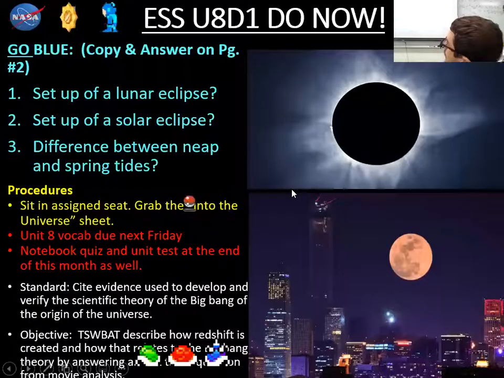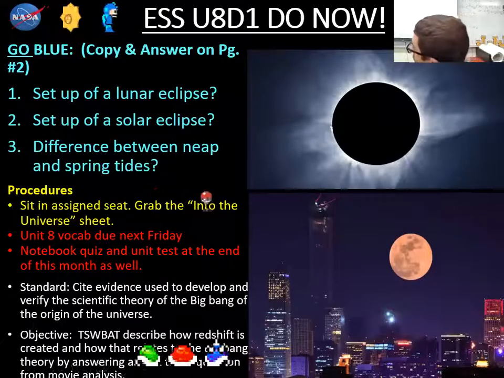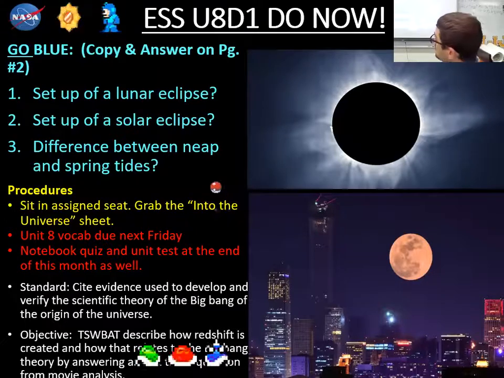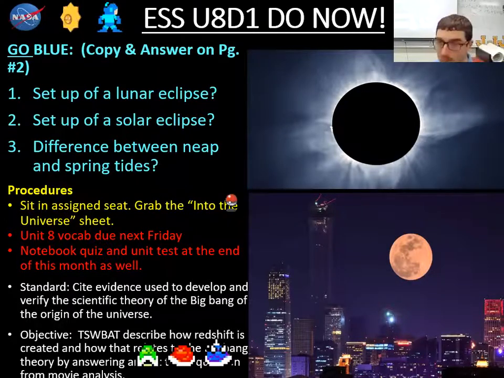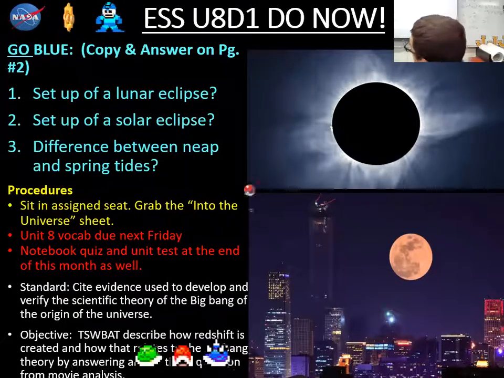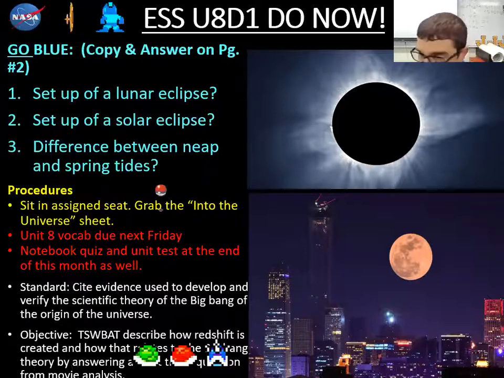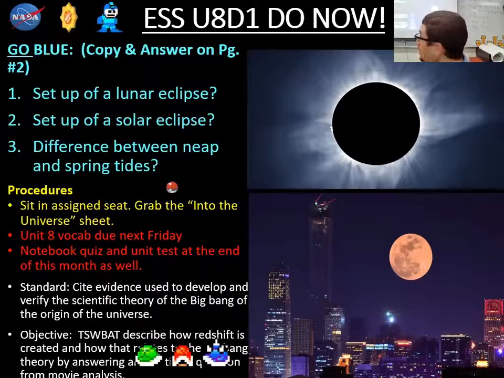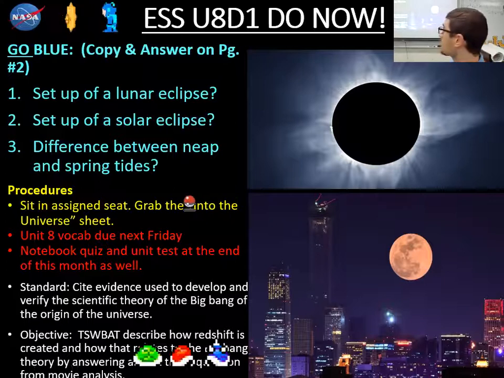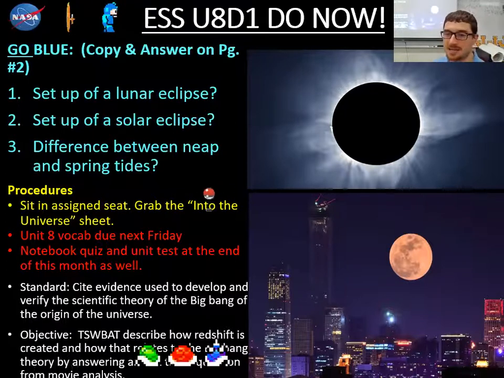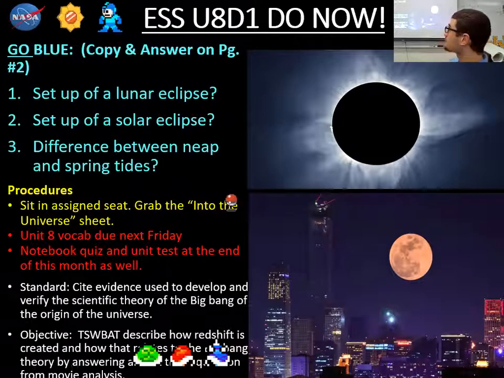We have for Go Blue, page 2. I need you to just illustrate number 1, the setup of a lunar eclipse. On page 2, number 2, the setup of a solar eclipse. And then for number 3 on page 2, I need the difference between neap and spring tides.